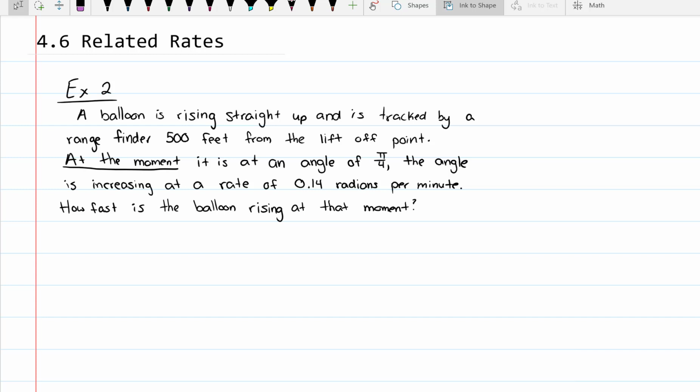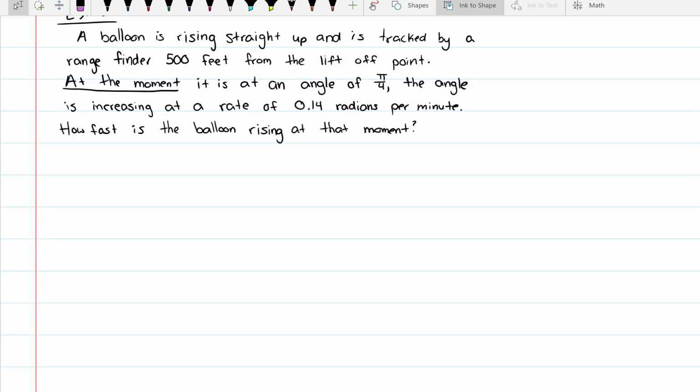So what this question is asking for is, we have a balloon, so we have a rangefinder, and if you don't know what a rangefinder is, it's just a fancy camera. So here's our rangefinder. And then we have our balloon, which is over here, and it's going up into the air. The angle between the rangefinder and the balloon is increasing at a rate of 0.14 radians per minute. Well, we know that it's 500 feet from the liftoff point.